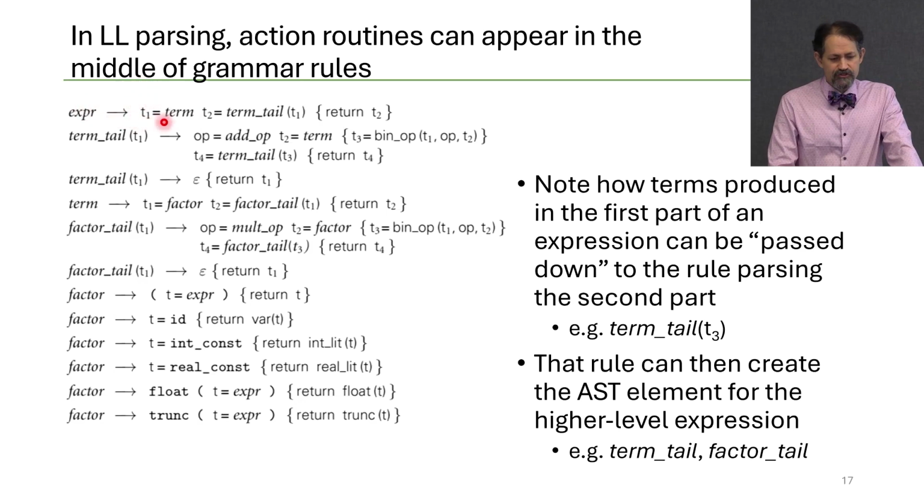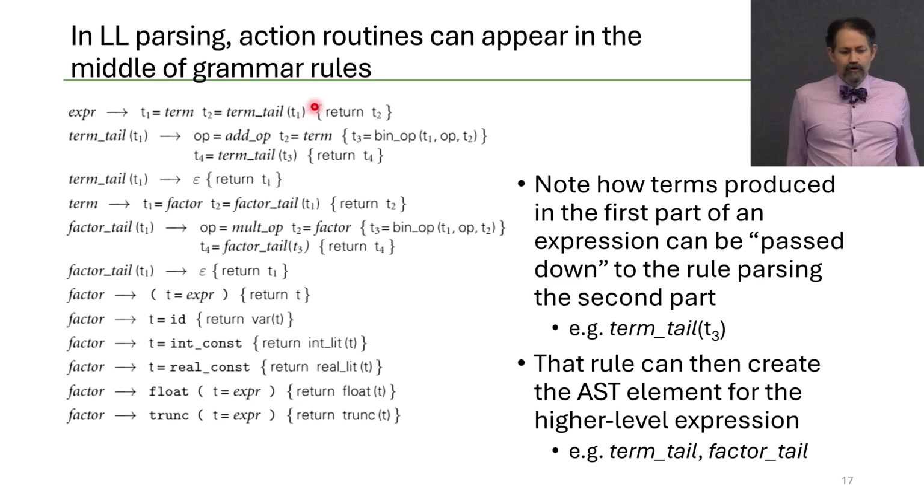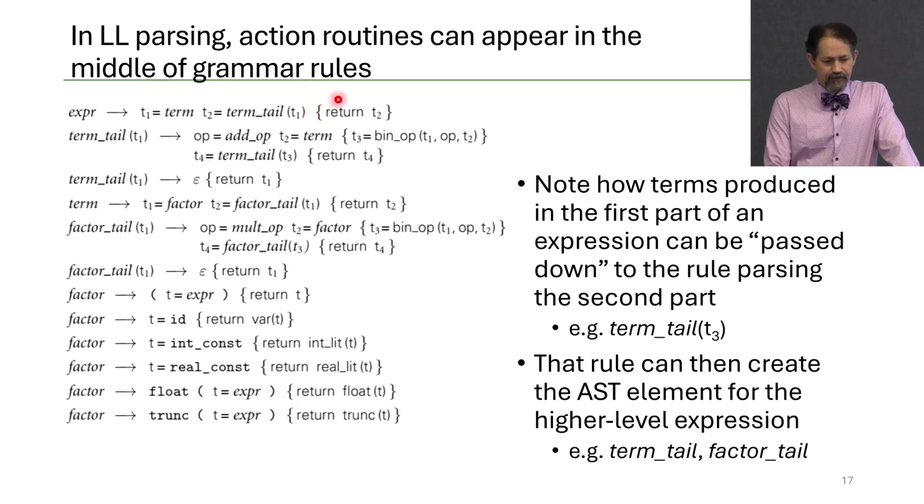So expression parses term T1, and then it parses the term tail T2, but we have to pass T1 into it. And then the term tail will construct the overall term. Okay, so term tail takes the term from the first part of the addition operation. It'll take the operator op and the term T2 and put them together. T3 equals binop of T1 and T2, and then we'll return.